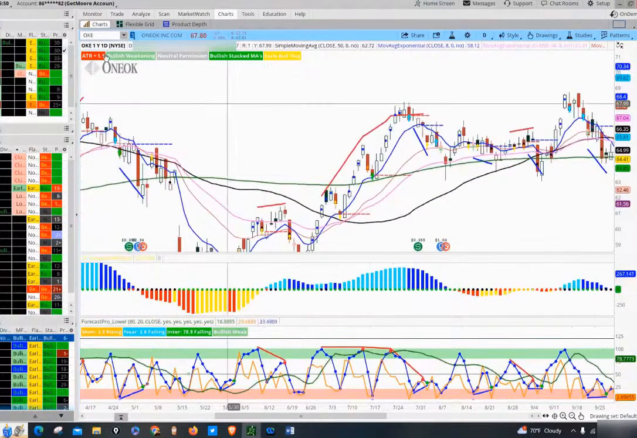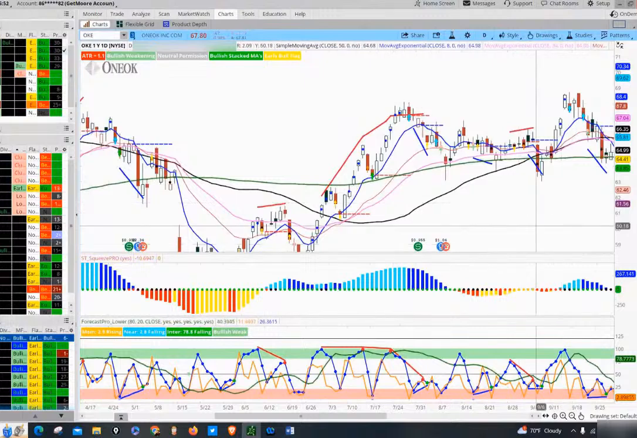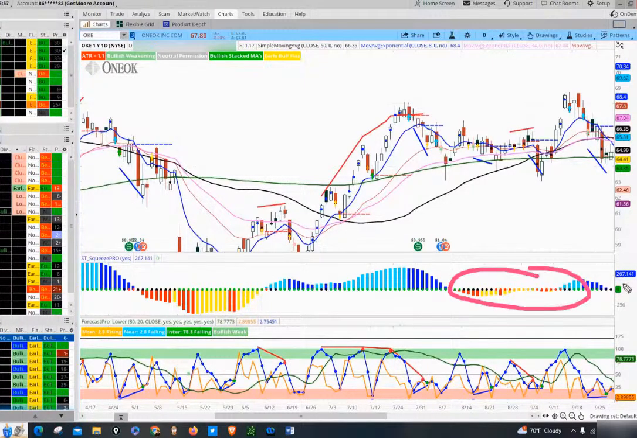All right, so now we're taking a look at OKE. So let's take a look here. I want you to alert your attention to this beautiful squeeze. We went from green to black to red to orange. Perfect, right? Right in this time period. And if you notice, the squeeze fired to the upside.